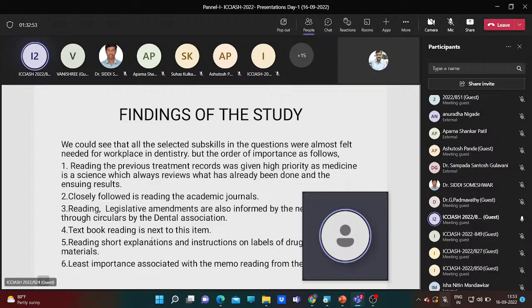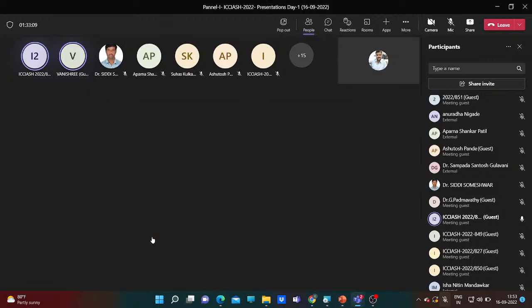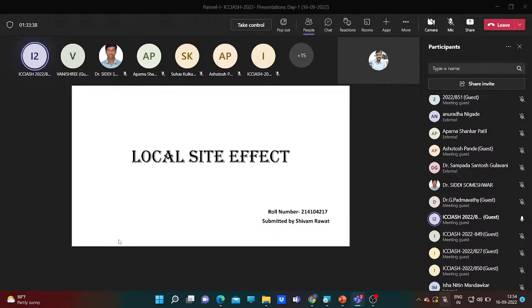So the findings of the results were: reading the previous treatment records. That is the first sub-skill they ranked. The sub-skills were ranked in a hierarchy. Reading the previous treatment records was very important, and the dentists gave high priority to this particular reading sub-skill. This was followed by the academic journals, as dentists wanted to know about academic drugs and materials, though mostly they get these drugs and materials from the industry.